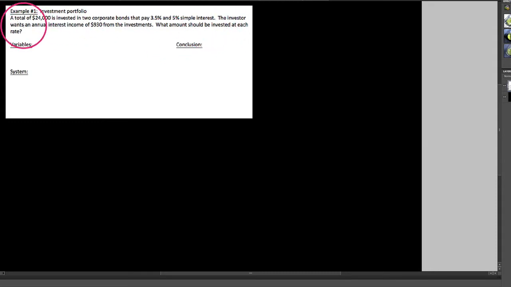So we say that a total of $24,000 is invested in two corporate bonds that pay 3.5% and 5% simple interest. So remember that simple interest, just the formula there, is the rate times the amount there. It would give you some percentage of the total amount, and that would just be the interest that you get. It says the investor wants an annual interest income of $930 from the investments. What amount should be invested at each rate?